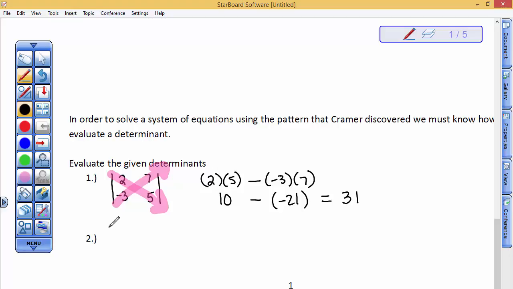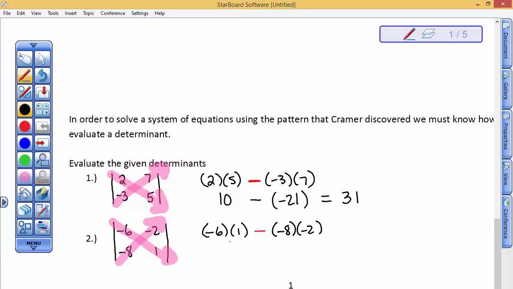How about if you try this one? It's really quite a simple process, but I want to give you one with negative signs. So go ahead, please, and pause the video and evaluate this determinant. It's kind of like cross products. There is a subtraction sign in the middle. Please go ahead and evaluate by taking this product and subtracting that product. Hit pause. Okay, so a negative 6 times 1 is the upper left to lower right. Then you are subtracting a negative 8 times a negative 2, which is a positive 16. So we have a negative 6 minus 16, so the value of that determinant is a negative 22.